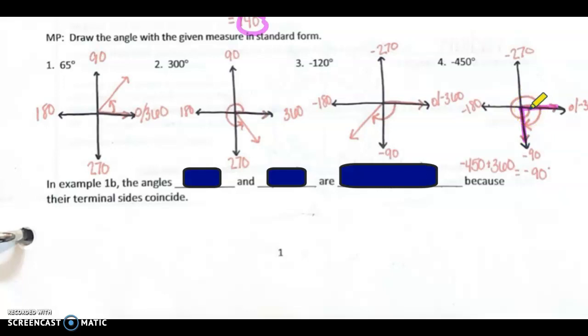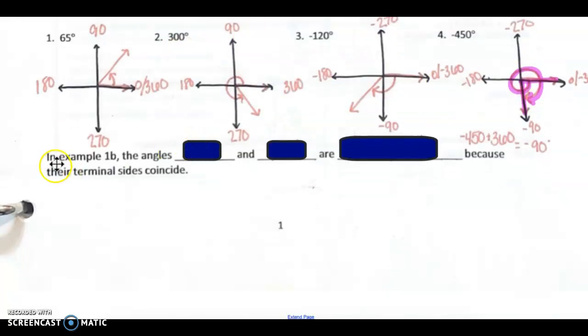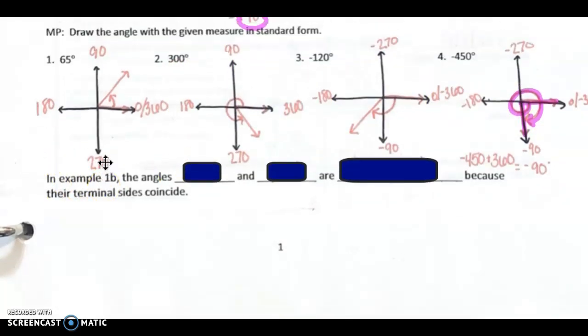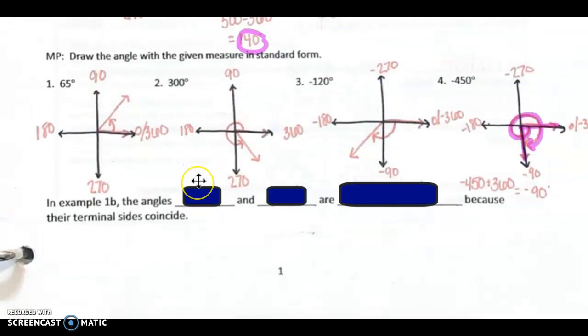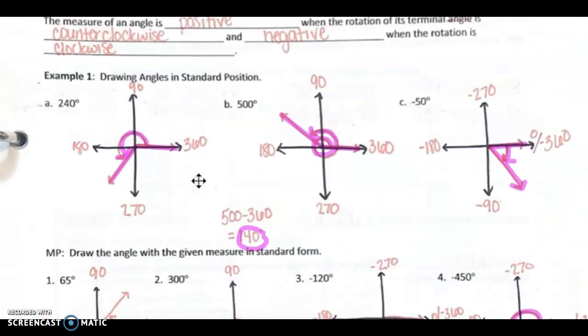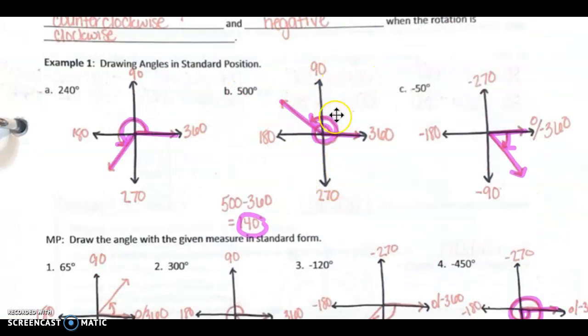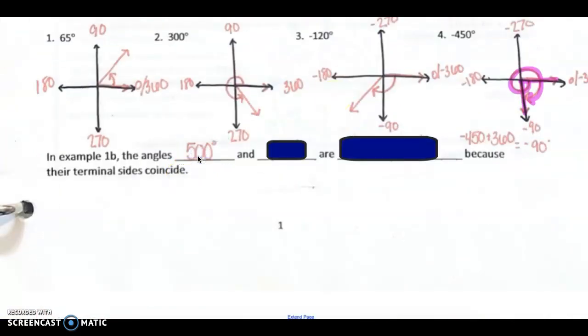Our arc starts at the initial side, goes down and around for 360 degrees, and then plus another 90. So it should look like that. Okay, so it says, in example 1b, the angles, first of all, let's find that. Where's 1b? Here's 1b. This one right here. The angles 500 and 140, those are called coterminal because their terminal sides coincide.